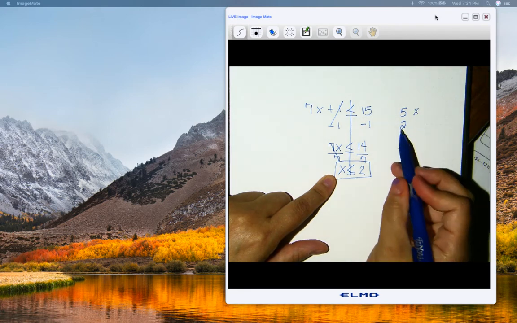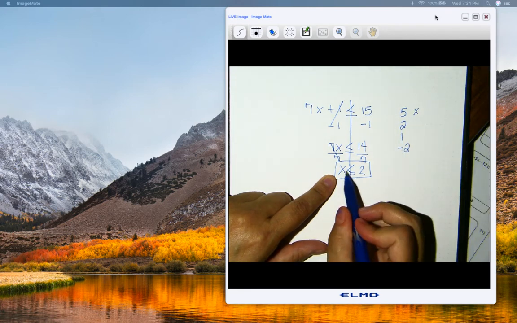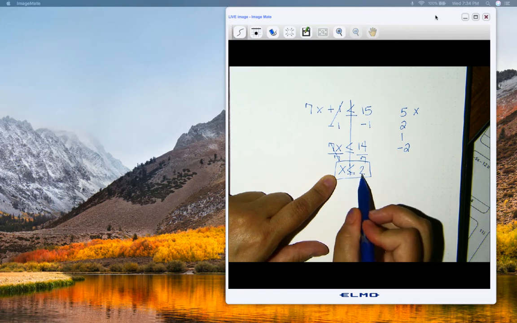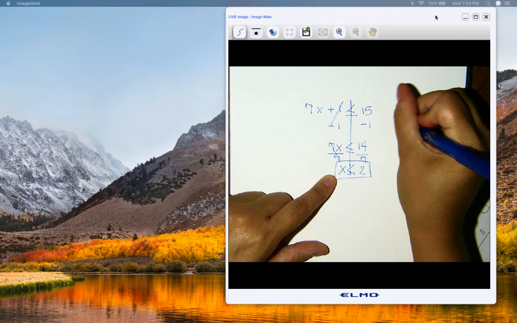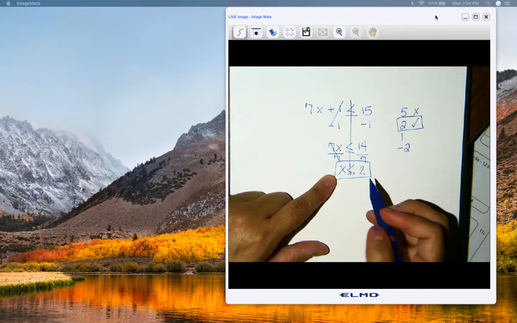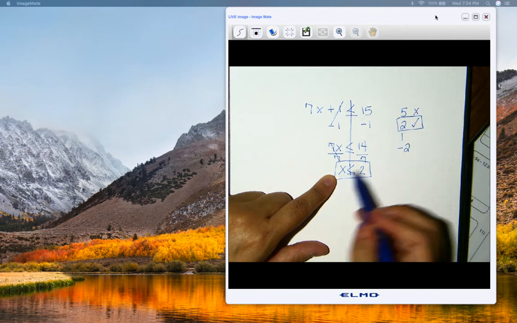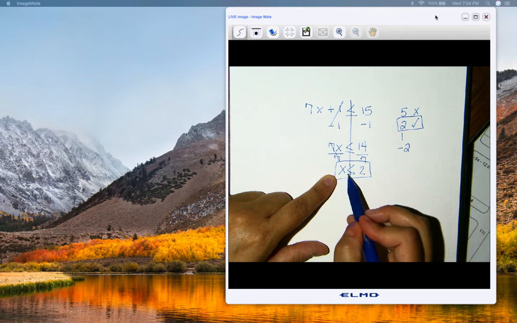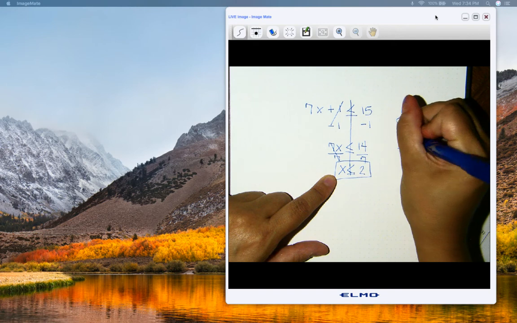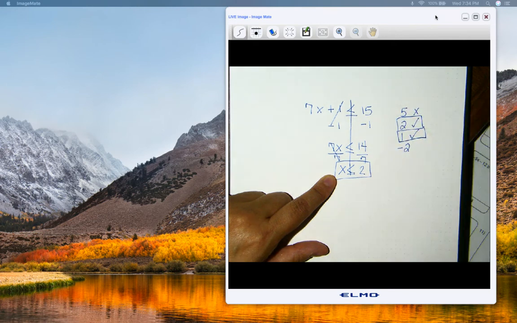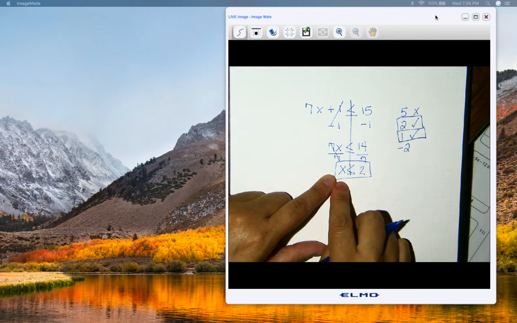Then I plug in my 2. Is 2 less than or equal to 2? Yes, because they are equal. There's one solution that works. Then I plug in my 1. Is 1 less than or equal to 2? Yes, it is less than 2. So that works. And then finally, I plug in my negative 2.